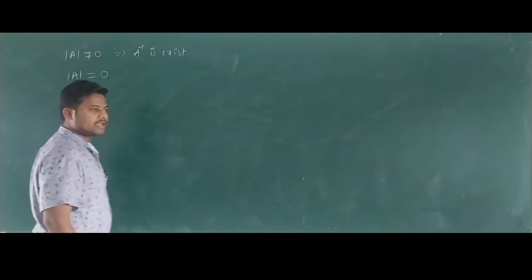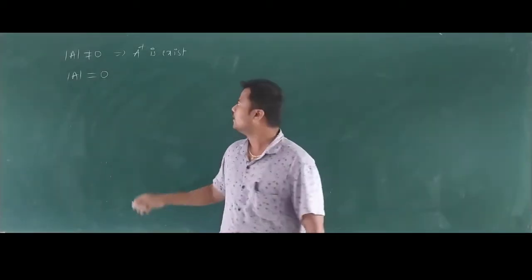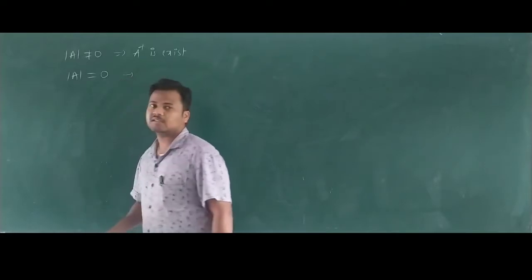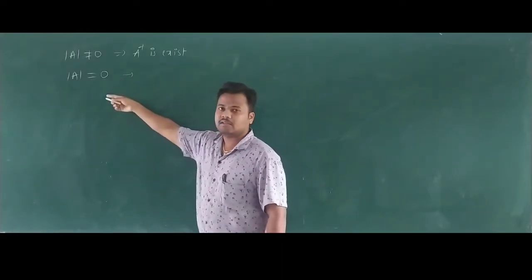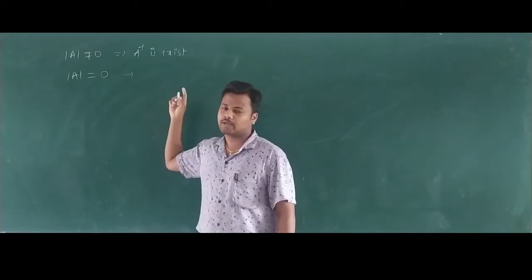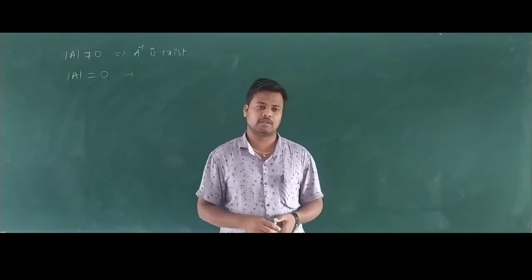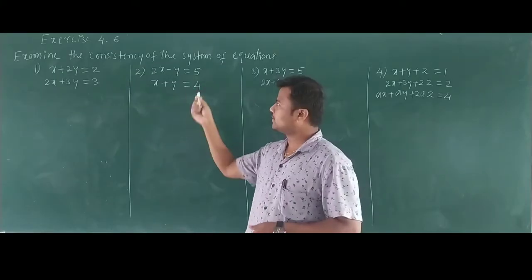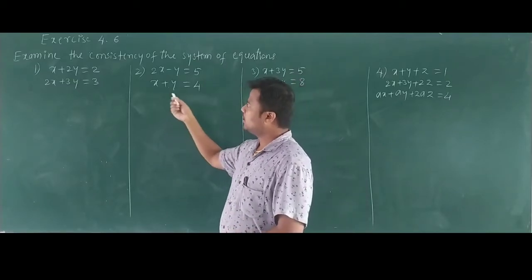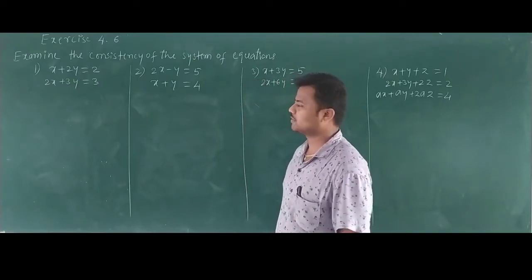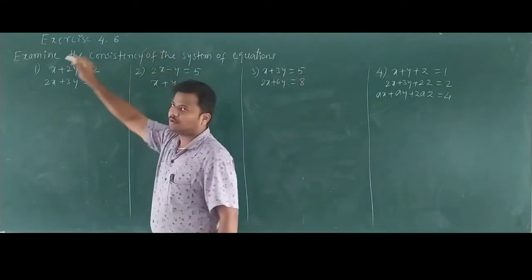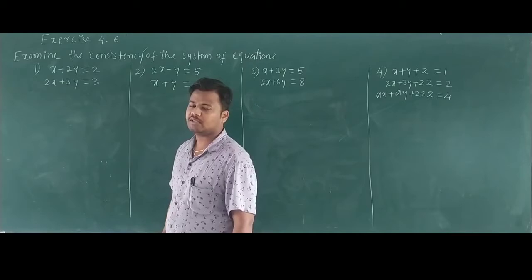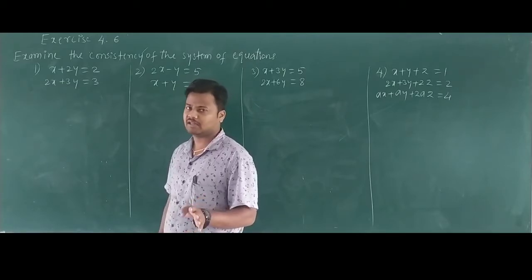Inconsistent system: if determinant of A is equal to 0, that is, A is a singular matrix, solutions do not exist and our system is inconsistent. So in this session, we will see solutions for NCERT exercise 4.6. Examine the consistency of the system of equations. If determinant of A is not equal to 0, the system is called consistent. Otherwise, it is inconsistent.